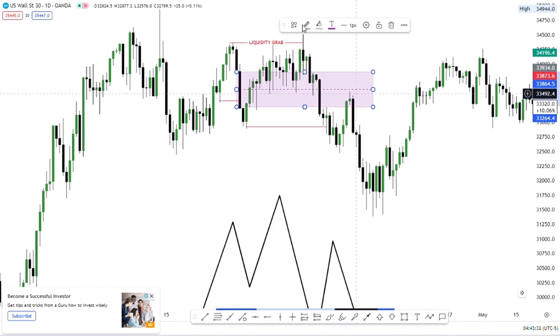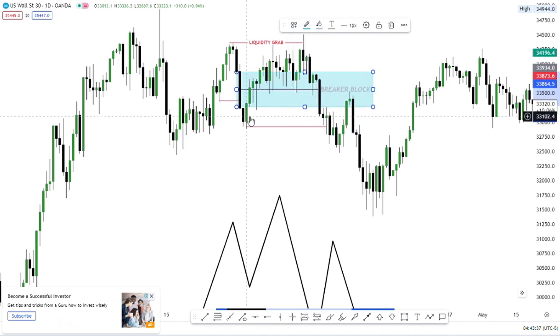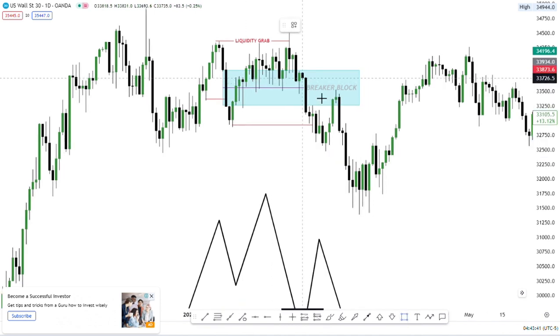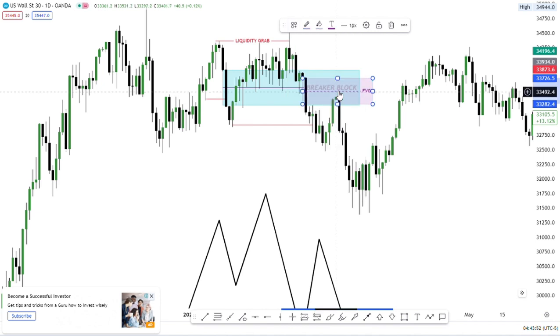Now we have a breaker block here. We have a breaker block here. You are looking for the second leg of the unicorn strategy. You look for the market to come into either the breaker block or the fair value gap.